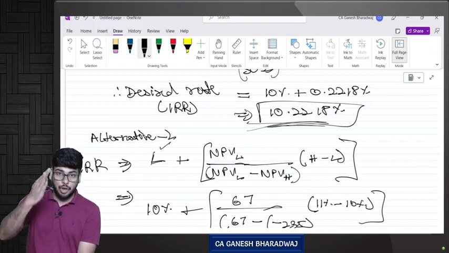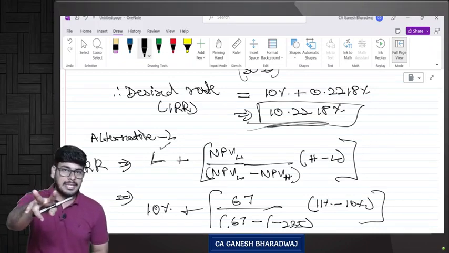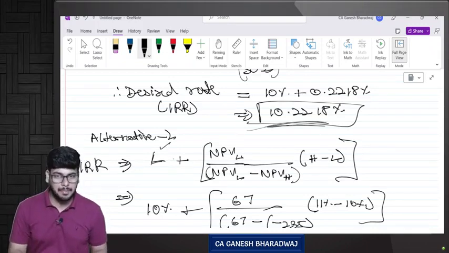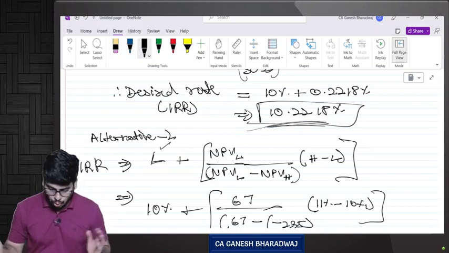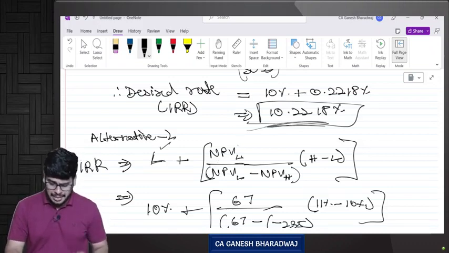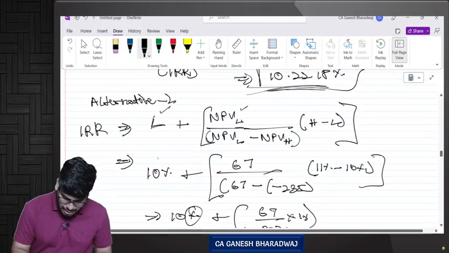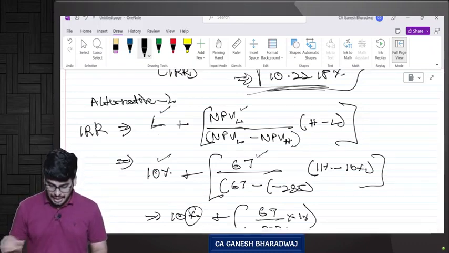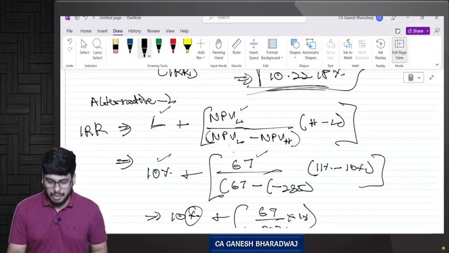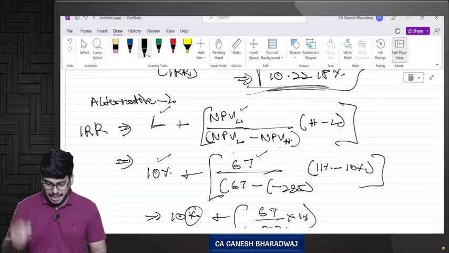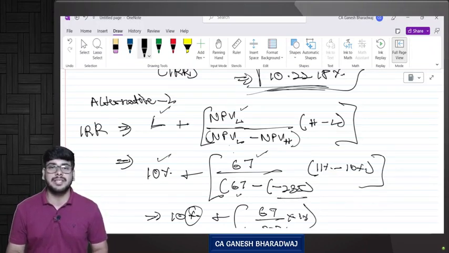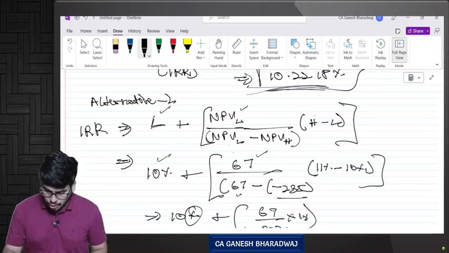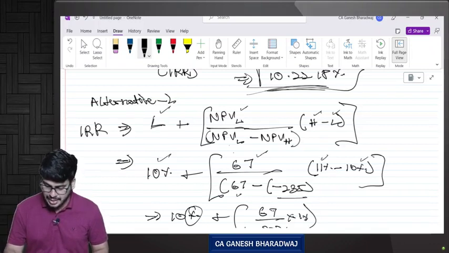L stands for the lower rate. Out of the 2 trials that we took, what was the lower rate? 10 percentage, correct? Plus the whole into, within bracket, NPV at the lower rate, which is 67, divided by NPV at lower rate minus NPV at higher rate. NPV at higher rate is minus 365, correct? Into the whole into higher rate minus lower rate, 11 percentage minus 10 percentage.